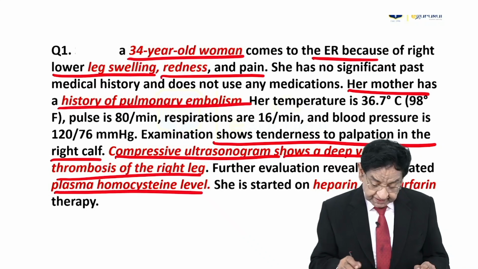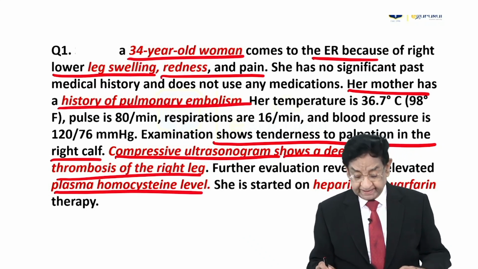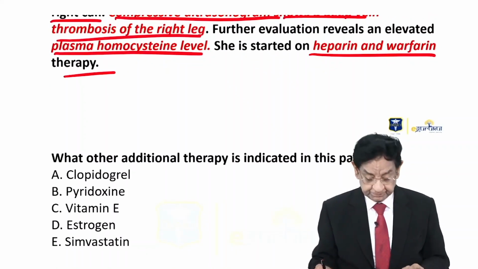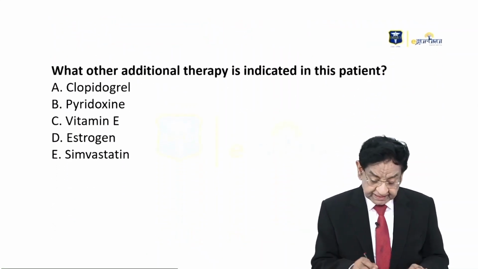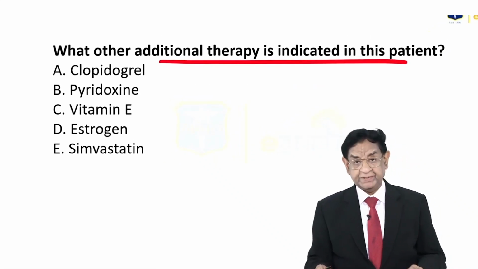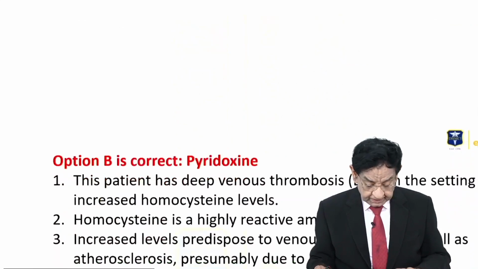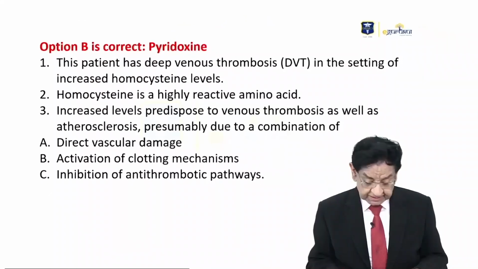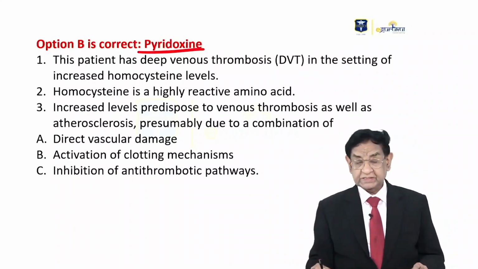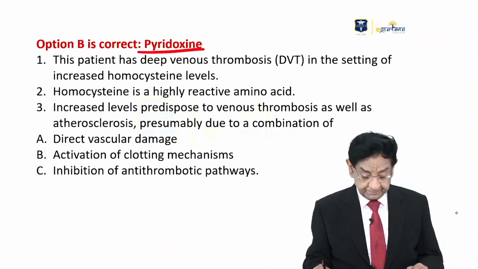She has an elevated plasma homocysteine level. She is started on heparin and warfarin therapy. Now, what other additional therapy is indicated in this particular patient? The answer is pyridoxine is indicated. Why this? Let's learn in more detail.